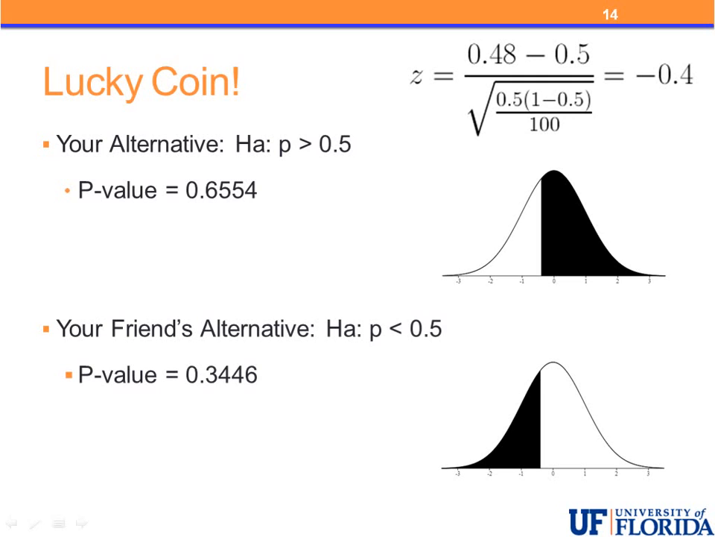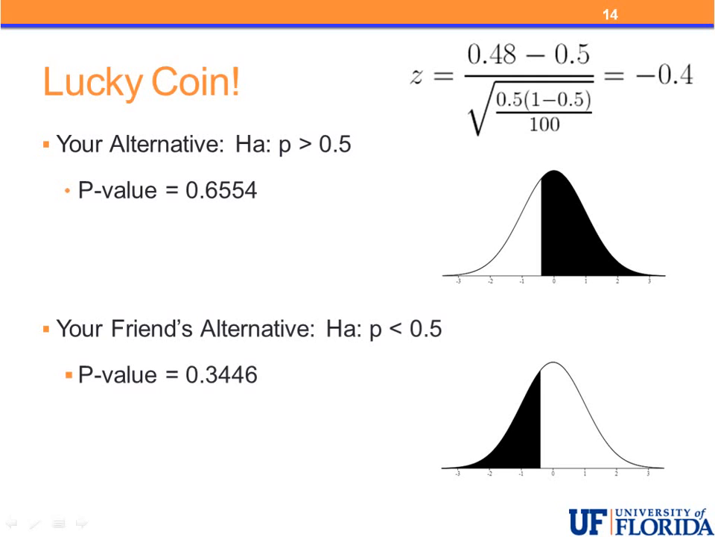Your friend's alternative hypothesis was less than. The p-value of this test finds the probability of obtaining a z-score such as that in the data or smaller, as these are the values that are as or more extreme in the direction of the alternative. Your friend's p-value is the area to the left of negative 0.4, which is 0.3446. In both cases, there is not enough evidence to reject the null hypothesis.